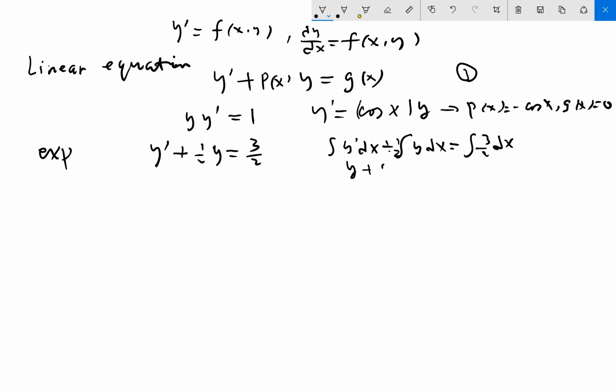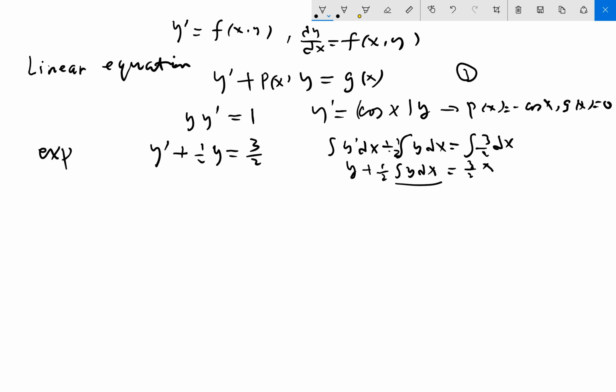Now, how about the second one? The second one is 1/2 times the integral of y dx. The right-hand side is fine, giving you 3/2 x. Okay. Now, the question is, how about this term? y here is a function of x. Remember, the solution of a differential equation is a function. So if you give me y, I can tell you the integral of y. However, we don't know y because y here is our unknown. So we cannot solve this simply by integrating both sides of the equation.